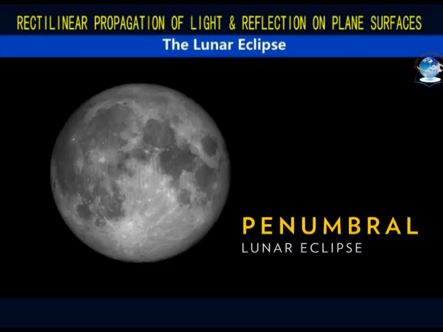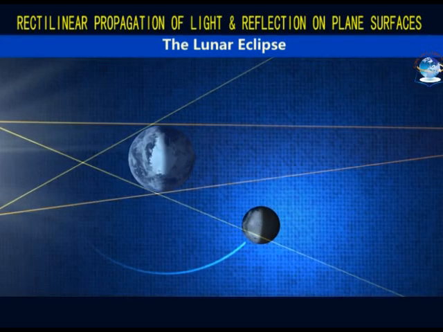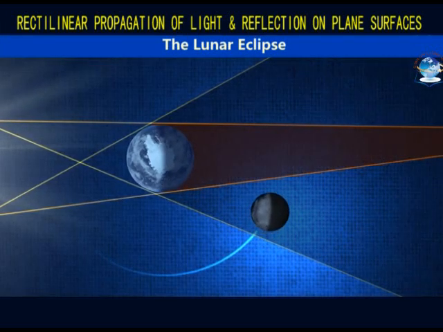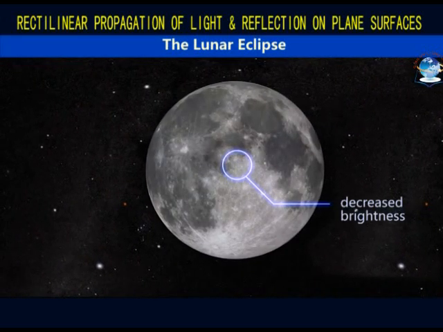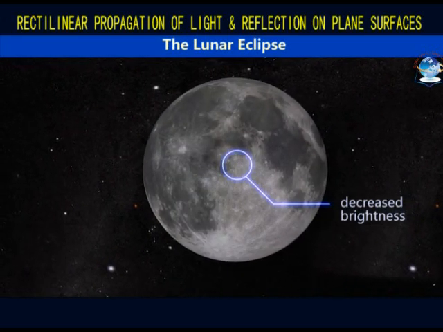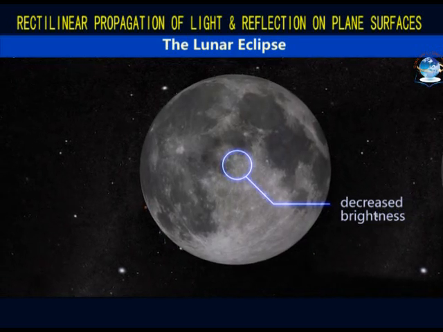A penumbral lunar eclipse occurs when the moon passes through the Earth's penumbra. The event is so subtle that most people don't even notice. The moon will appear just slightly darker than usual.